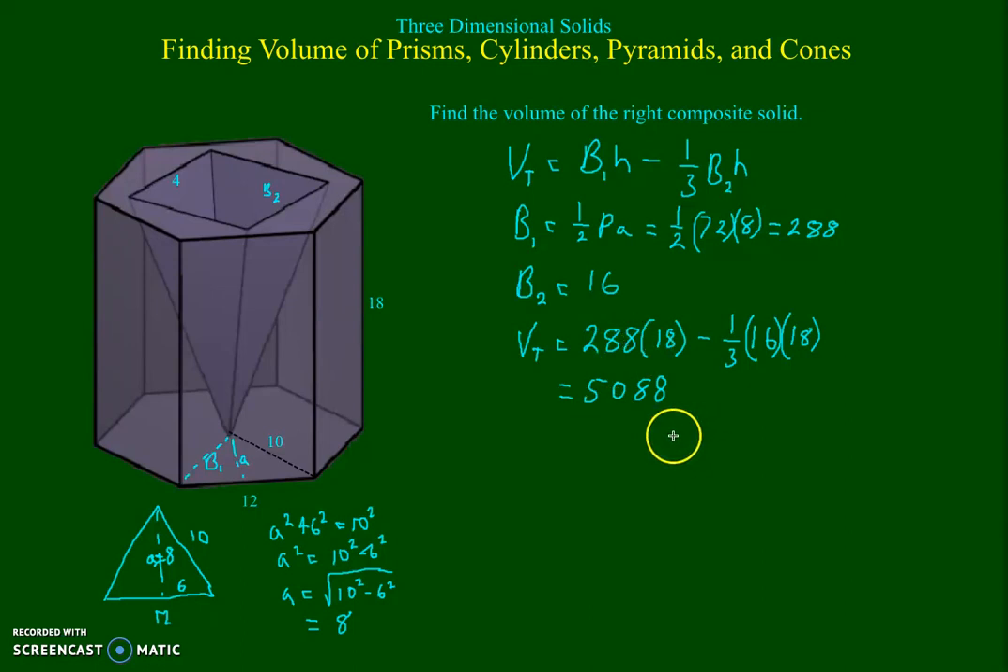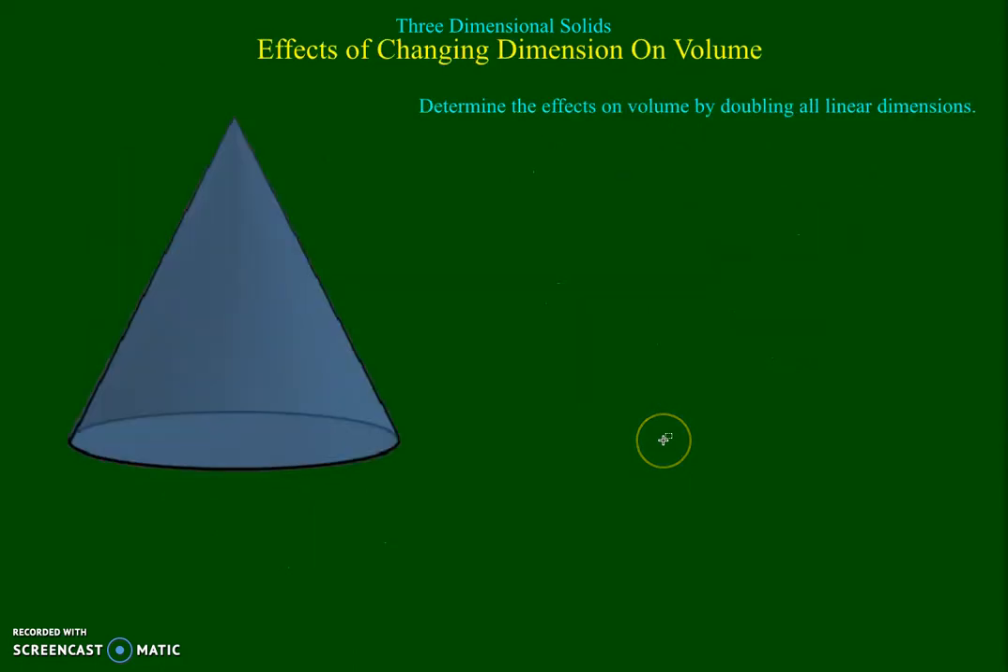All right, well that wraps up finding the volumes of three-dimensional solids relating to prisms, pyramids, cylinders, and cones. Now we're going to look at the effects of changing dimensions on volume. In this problem we have a cone, and we're trying to determine the effects on volume by doubling all linear dimensions. Just as we did with surface area, we don't really need to worry about the actual dimensions of the object to determine the effects of changing those dimensions on the volume of the object. That's all we really need to do is look at the formula.